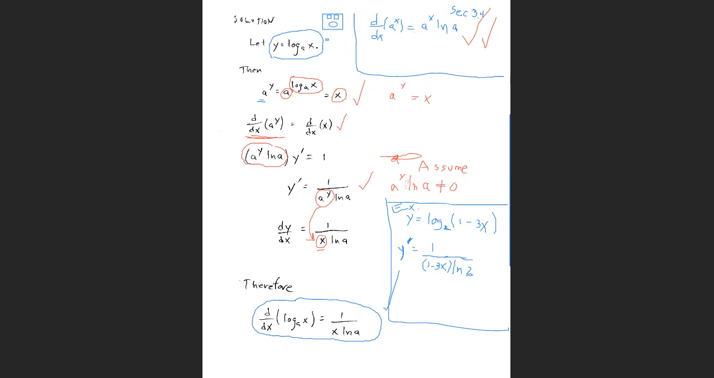Sebastian's right. We have to use the chain rule because we have the 1 minus 3x. So the outer function is the log. I appreciate all the participation. The outer function is the log base 2, but the inner function is 1 minus 3x. So to take the derivative of the log, we used our rule here. But now that's the outer function, but now we got to take the derivative of 1 minus 3x. And so this all has to be multiplied by -3.